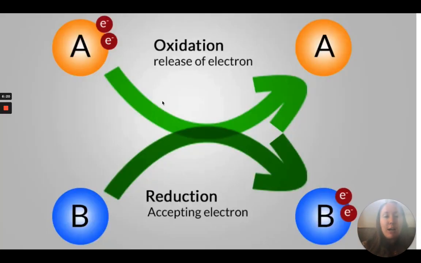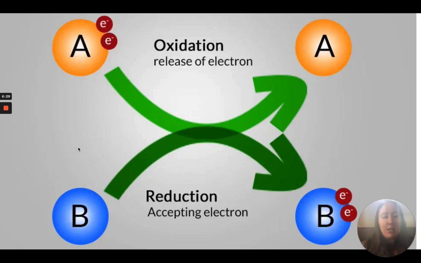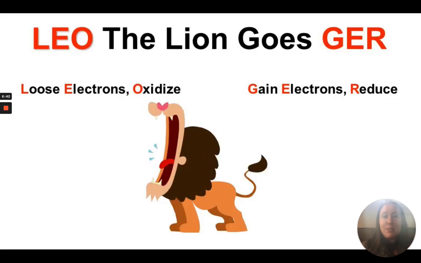Again, oxidation is the loss of electrons from one atom, and reduction is where the other atom accepts them in this oxidation reduction reaction. There are 2 ways to remember this. One is OIL RIG: oxidation is loss, reduction is gain of electrons. You could also use LEO the lion says GER. If you lose electrons, it's oxidized. If you gain electrons, it's reduction.